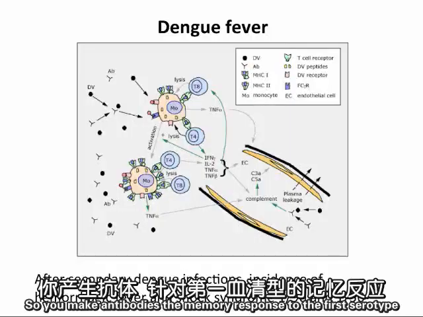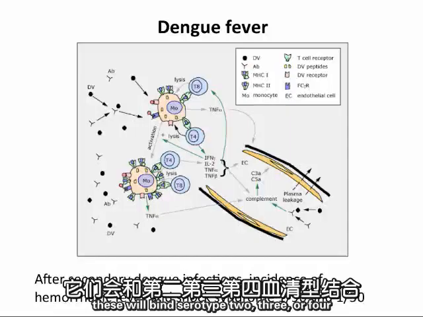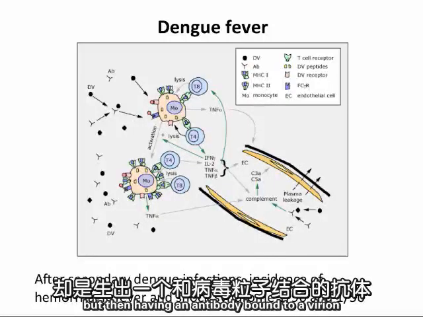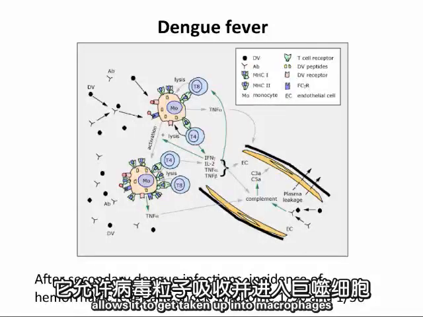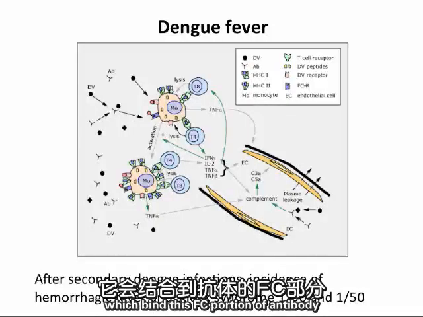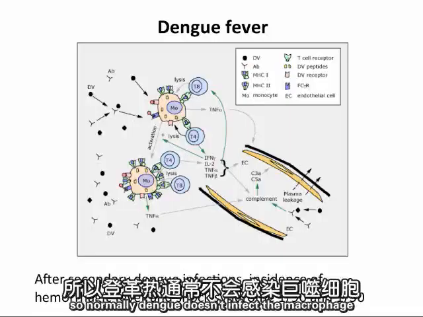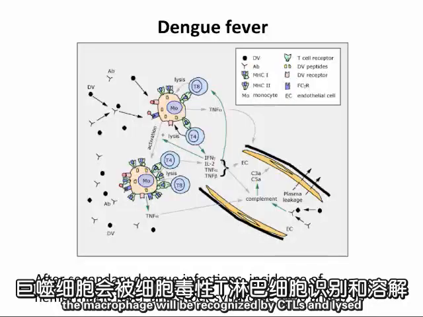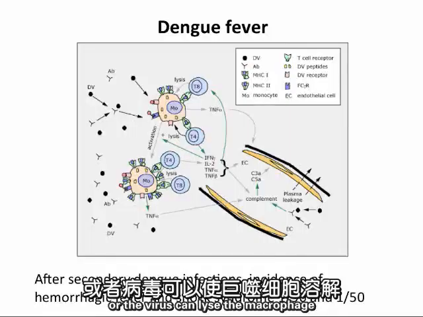So you make antibodies, a memory response to the first serotype. These will bind serotype 2, 3, or 4, whatever you get the second time, and they don't neutralize it. But then having an antibody bound to a virion allows it to get taken up into macrophages. Macrophages have Fc receptors, which bind the Fc portion of the antibody. So normally dengue doesn't infect the macrophage, but now it can get in and multiply. The macrophage will be recognized by CTLs and lysed, or the virus can lyse the macrophages, and this is bad.